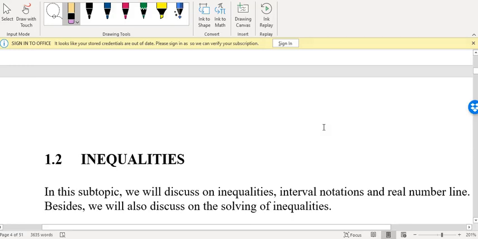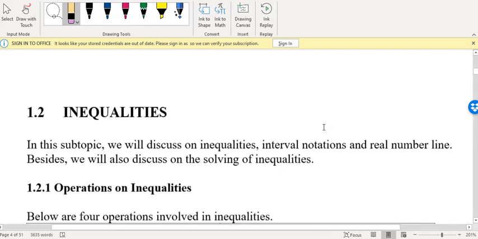Okay, so let's start with inequalities. When we say inequalities, it means that they will have symbols coming in, right? And for your syllabus, you are intended to solve them. Now, this topic will come out every semester for sure. You can't skip it, though you can skip some of the other topics involved.